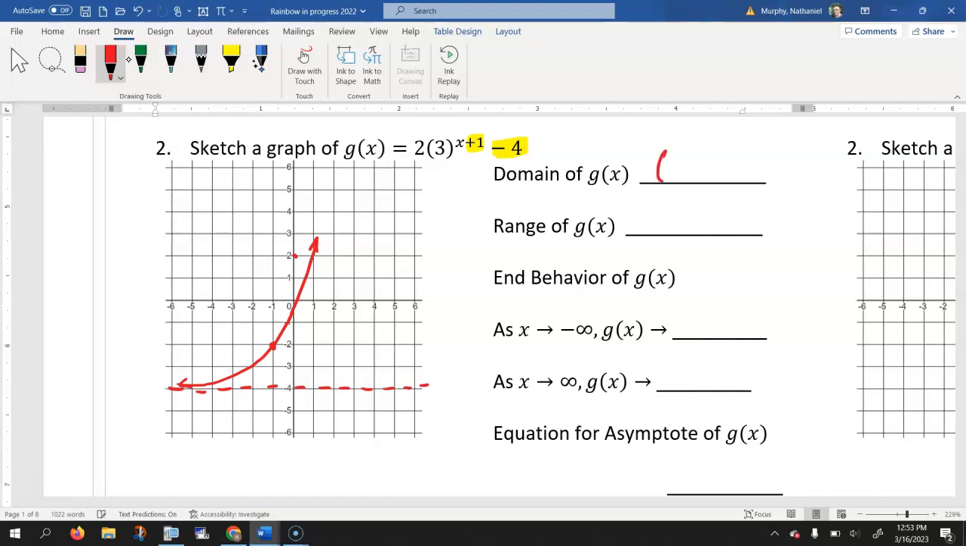The domain for this hasn't changed. It's still from negative infinity to infinity. But since we moved it down, the range, the y values, are impacted. The lowest value would be at negative 4, but it's not including negative 4, and it's going infinitely up.